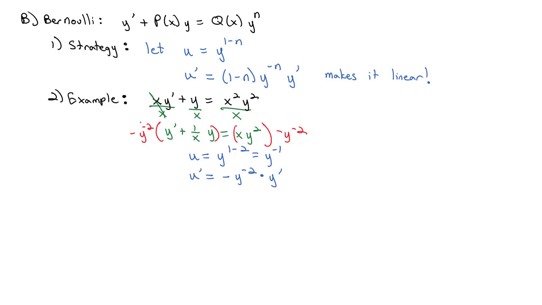When we do that and distribute through, negative y to the negative 2 y prime is u prime. When we distribute onto the second term, a negative times a positive is a negative 1 over x. And when we multiply by y, we end up with negative y to the negative 1, which is u. Equals, on the right side, we end up with x, actually negative x, don't lose that negative sign. And now we've got that linear equation we know how to solve.